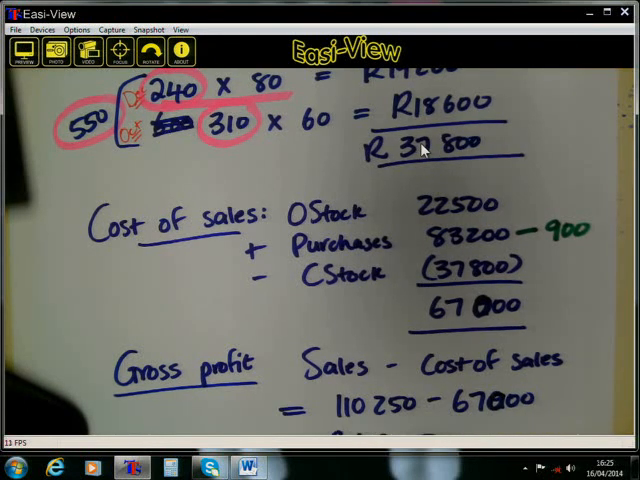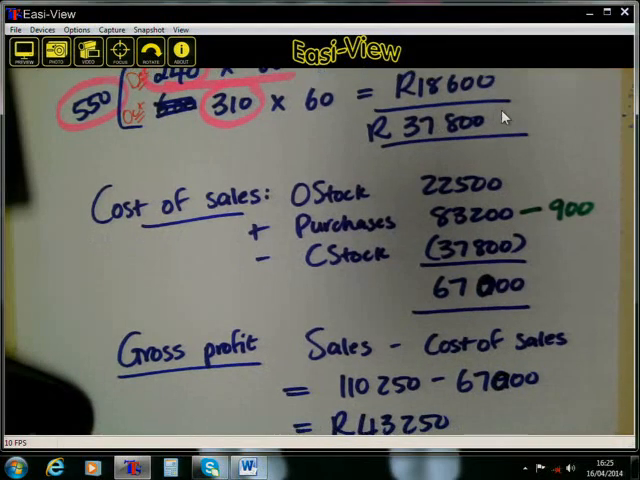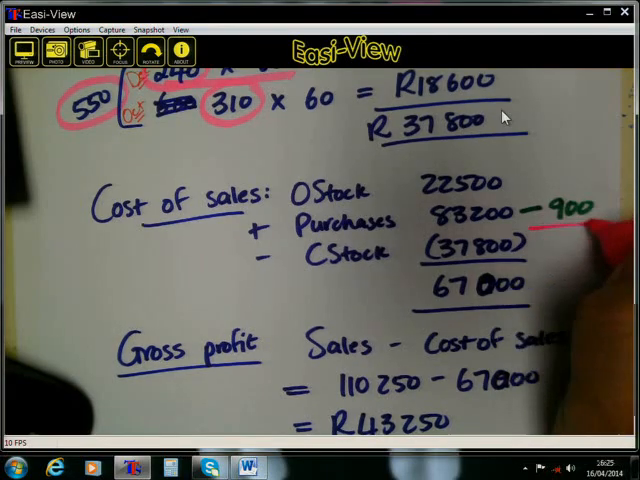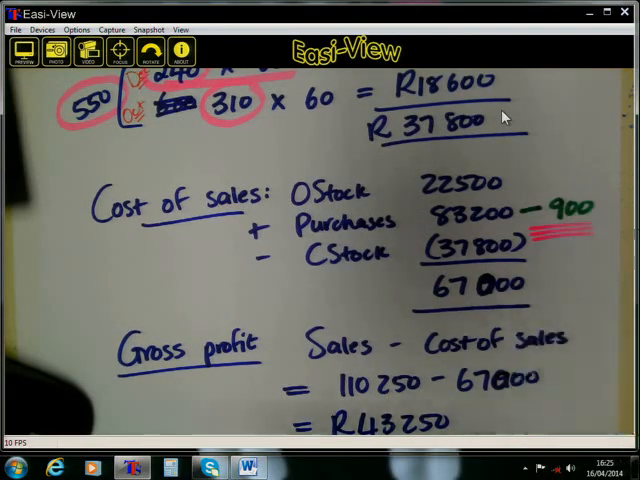43,250. So what is the lesson out of this? You must concentrate the whole time. There was 15 missing balls. We purchased the balls, we calculate the value of the missing balls, and we must subtract it there.